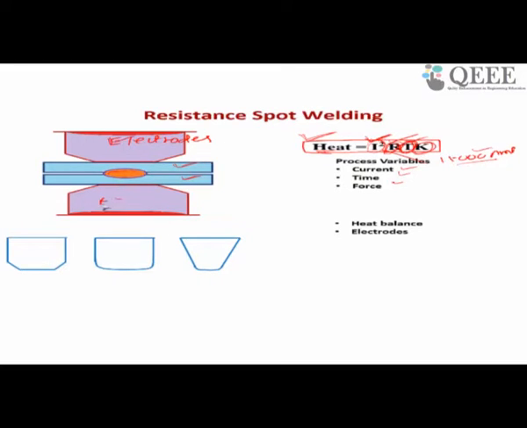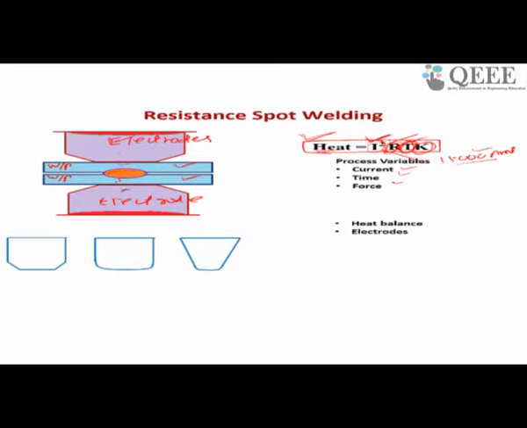Electrode and electrode. And this is your workpiece one. Workpiece. So now what happens? How does welding happen? Initially, what you have to do is place two workpieces like this, in lap configuration.